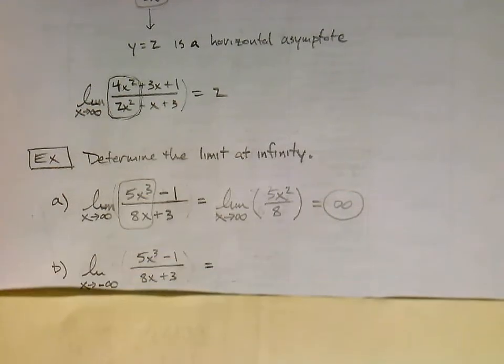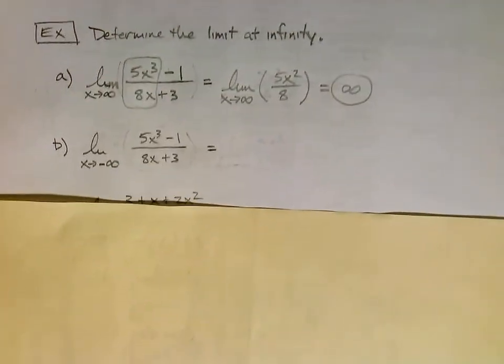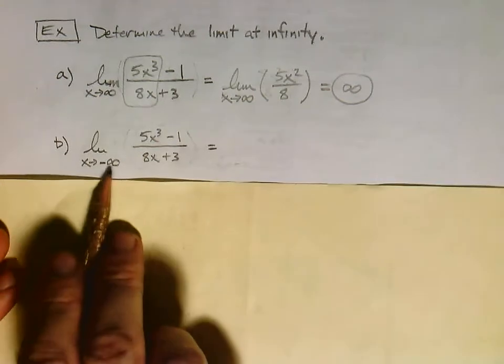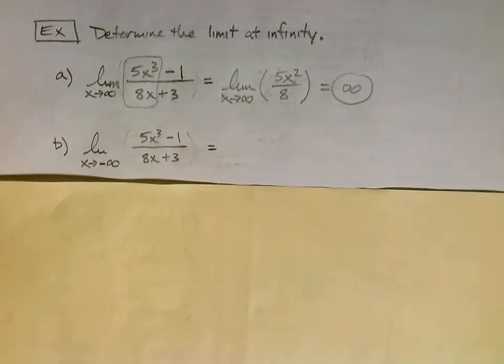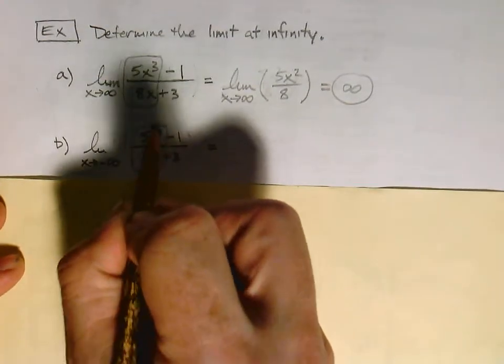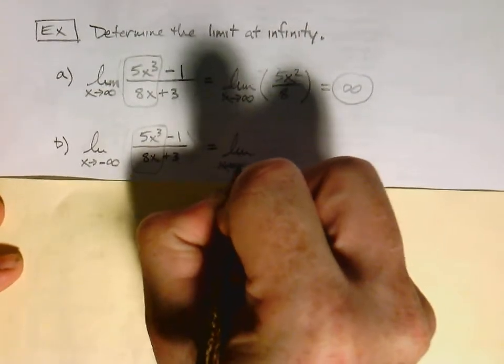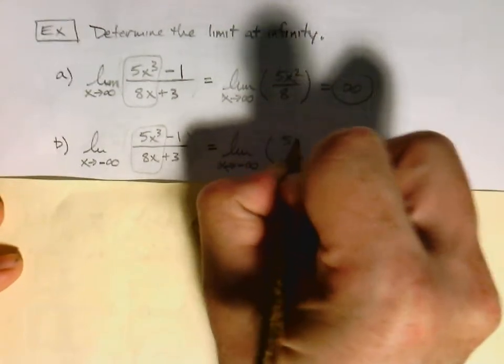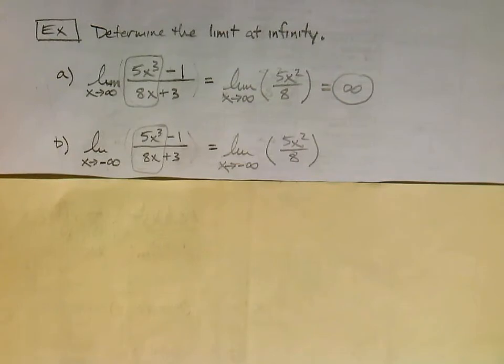Okay. Let's look at another one. How about the same function, but now let's say x approaches negative infinity. Ooh, that'll be good. Well, we're going to begin the same way. We look at those highest powers and we simplify them. Okay, so it's the limit as x approaches negative infinity for 5x squared over 8.